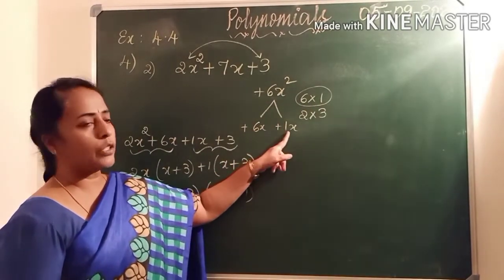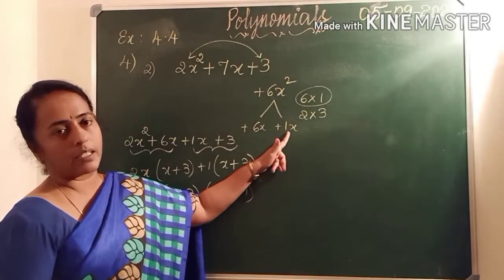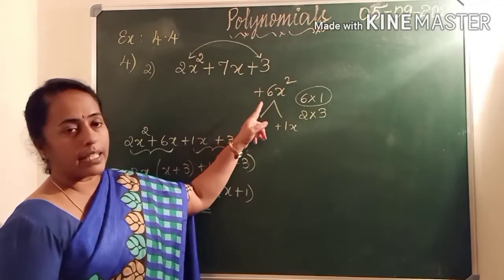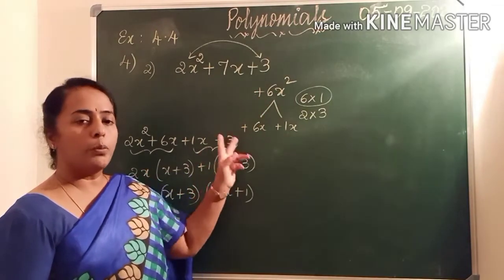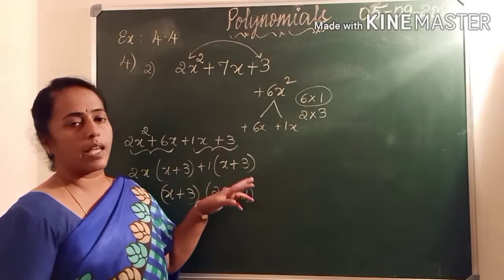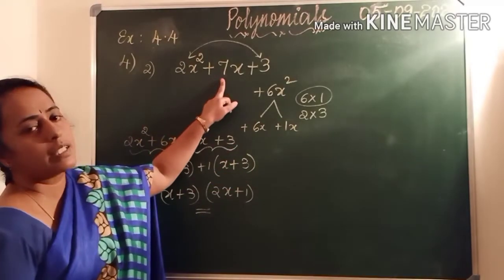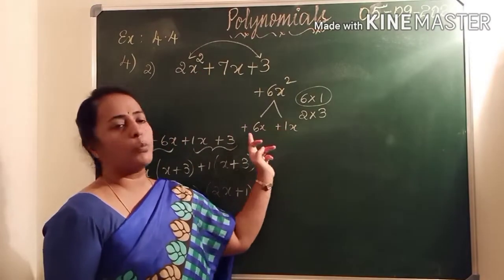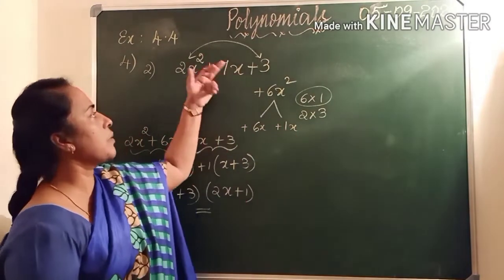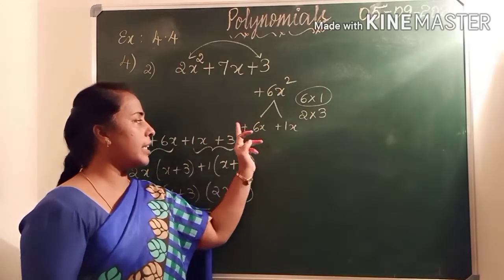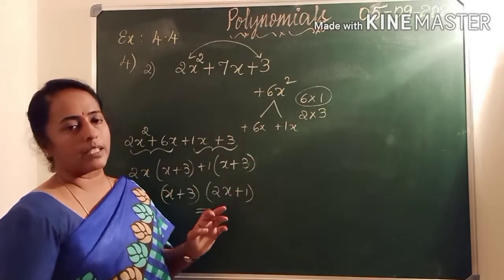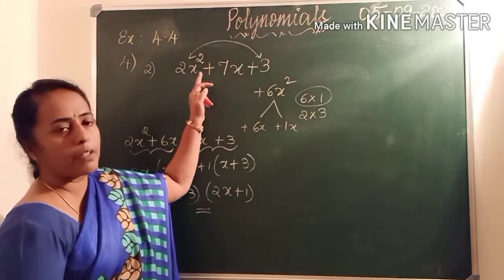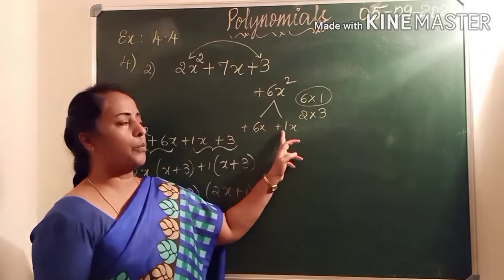So after writing this, you have to put the sign for the factors. What you are doing? You are adding. So when you add, both the factors must have same sign. So that depends on the middle term. If the middle term is having plus, you should put plus for both the factors. If middle term is having minus, so when you are adding, you should put minus for both the factors. Here, middle term is having plus, so put plus for both.